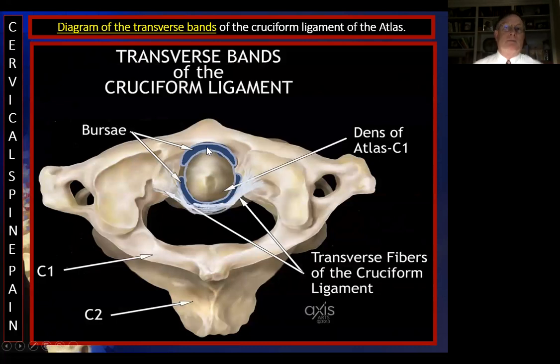Unlike a disc, which is not that type of relationship. So there's an anterior and posterior capsulosynovial joint between C1 and C2. The key for maintaining the relationship of C2 with the anterior ring of C1 is this transverse band of the cruciform ligament.